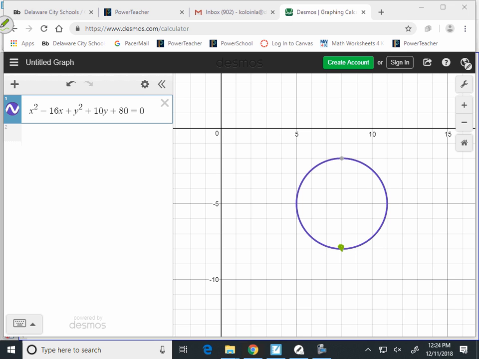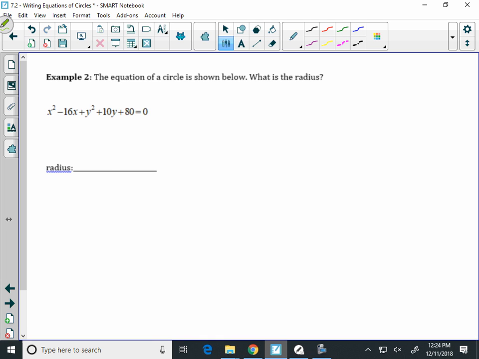We count across to that other point. How far do we count? 6. So what's our radius? 3. Cut that in half. Count all the way across at 6. Cut it in half. That's your radius. Your radius is 3.